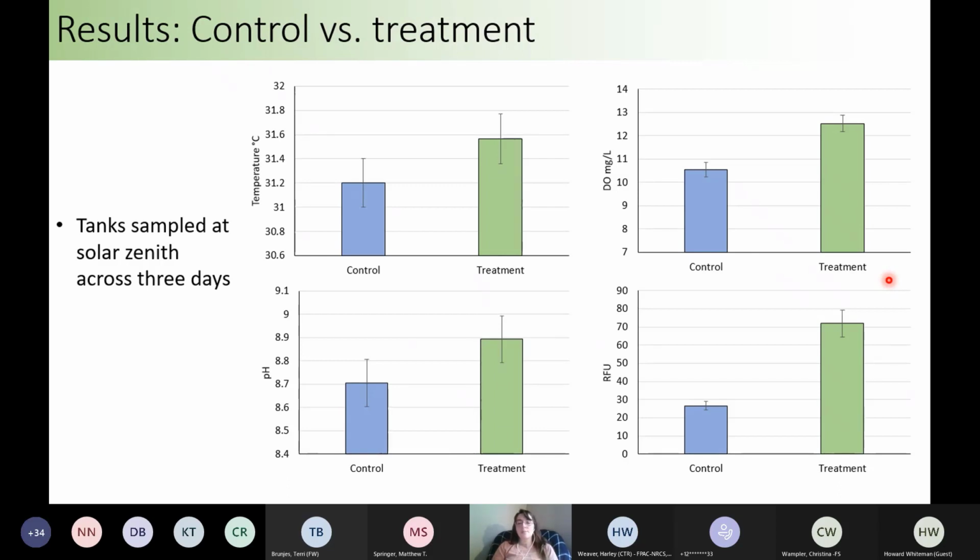Alrighty, so I did sample some of the tank parameters like temperature, dissolved oxygen, pH, and relative fluorescence. And this was just used to detect the amount of primary productivity within each of the tanks. And these were sampled across 3 days when the sun was at its highest, so around noon. And this is right when productivity would start to really ramp up during the day. So as we can see, pretty much all of the treatment tanks averaged higher than the control tanks. But what we really wanted to focus on was the dissolved oxygen. As we can see, it was a lot higher in the treatment tanks, which was really important for us to see.